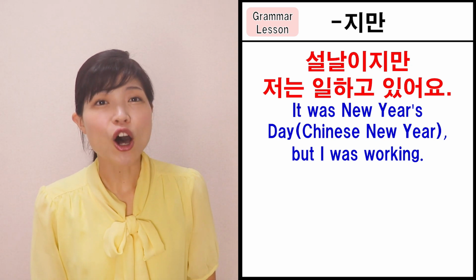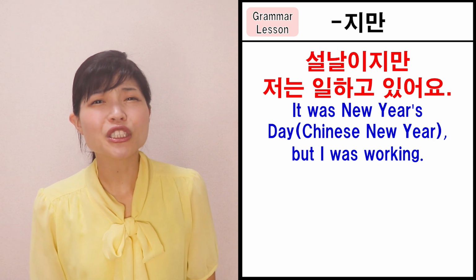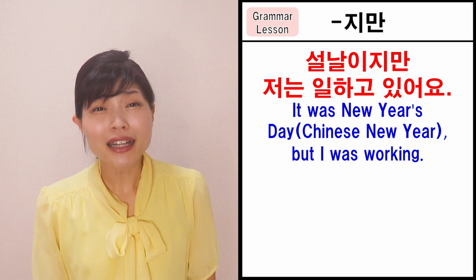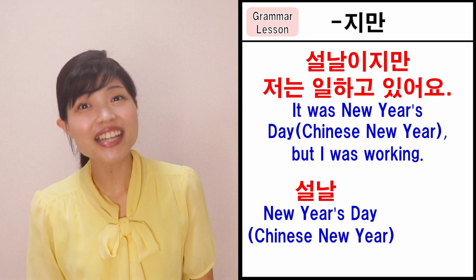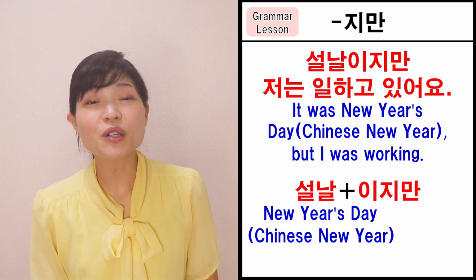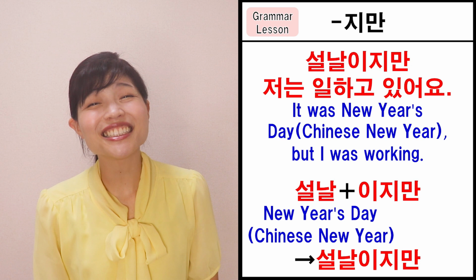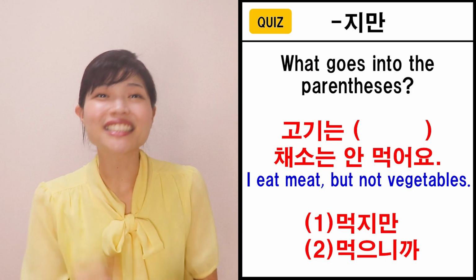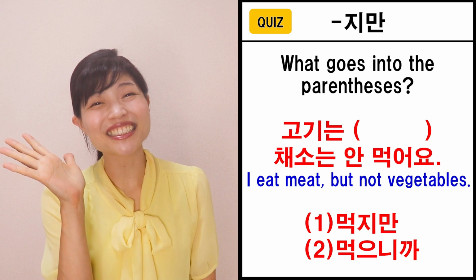설날이지만 저는 일하고 있었어요. It was New Year's Day, but I was working. Here, 설날, New Year's Day, has a final consonant, right? So together with 이지만, it becomes 설날이지만. Let's take a short quiz to improve our understanding. What goes into the parentheses?